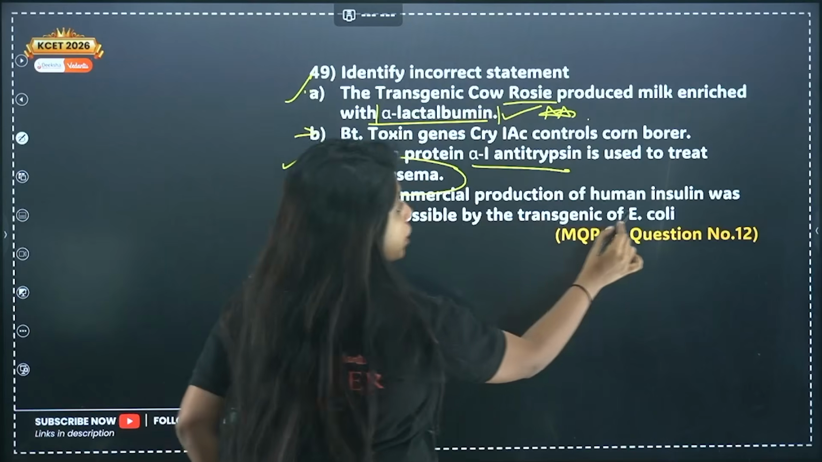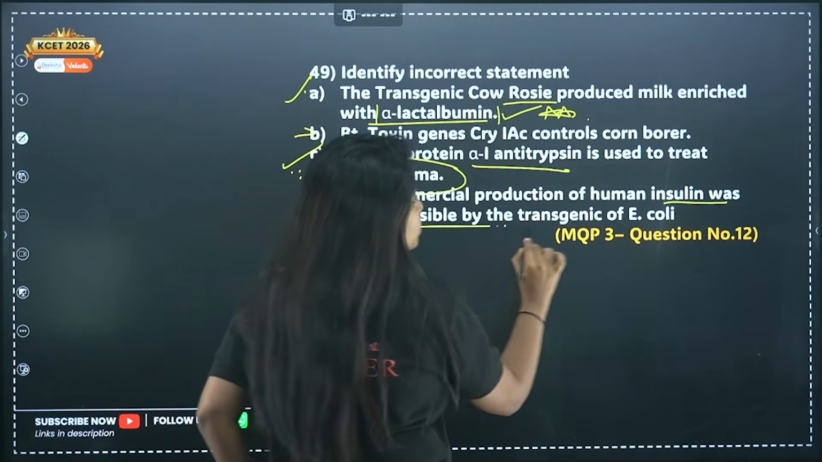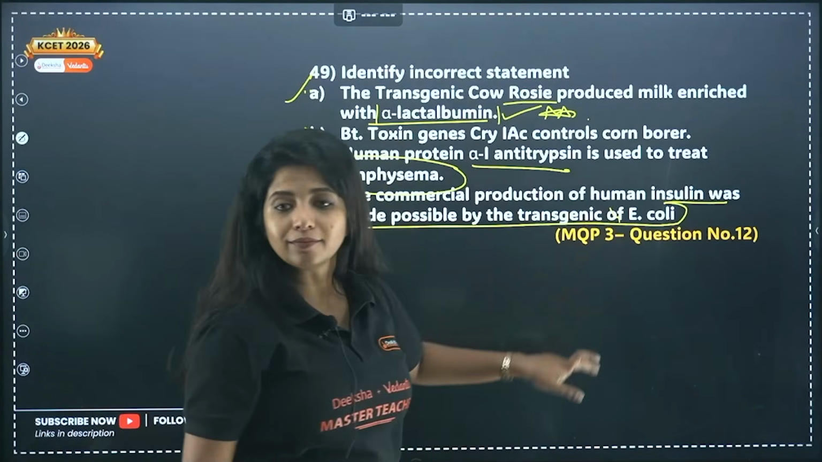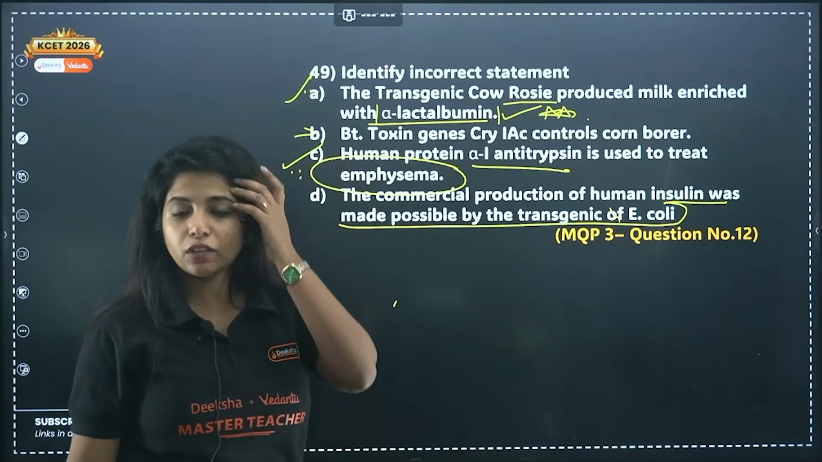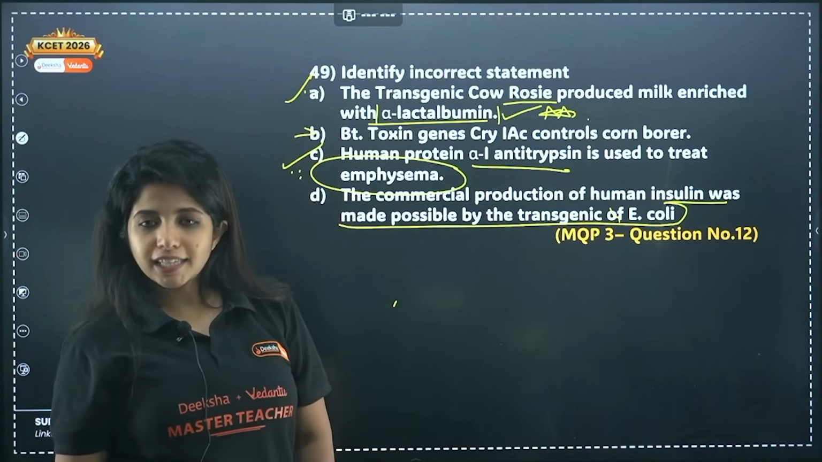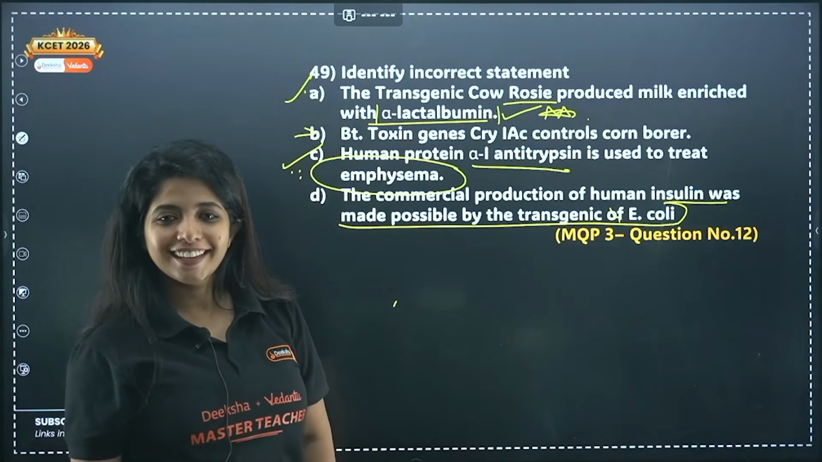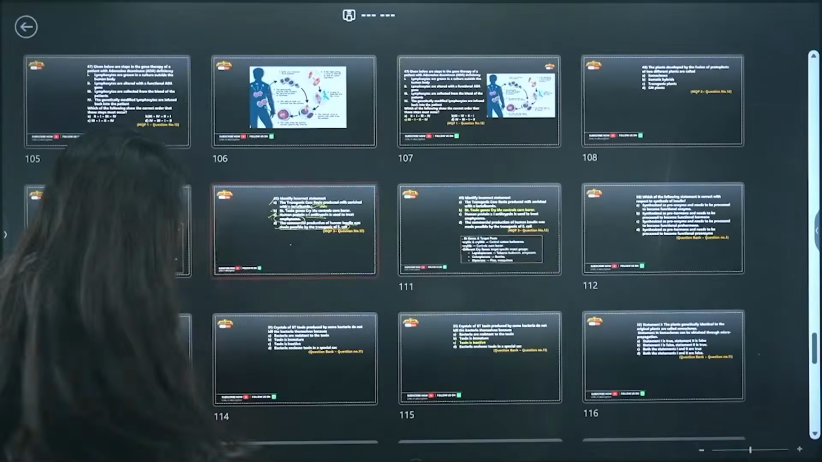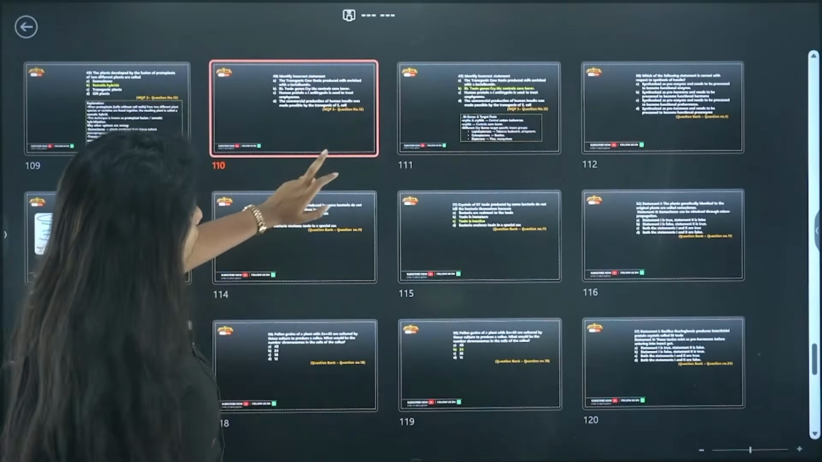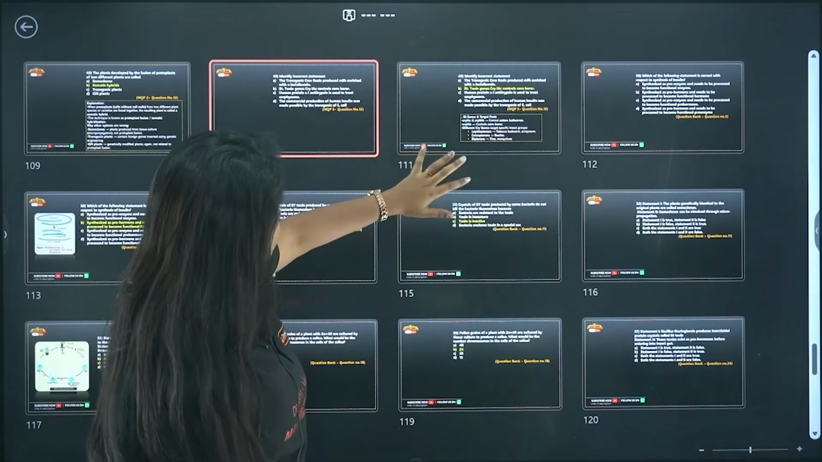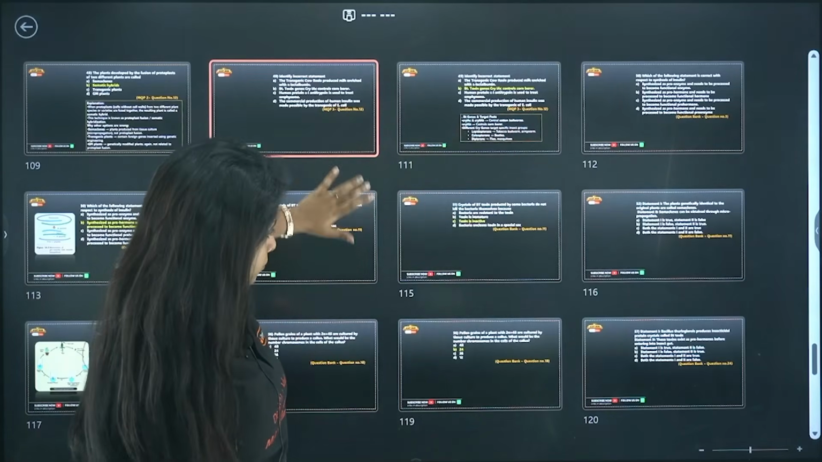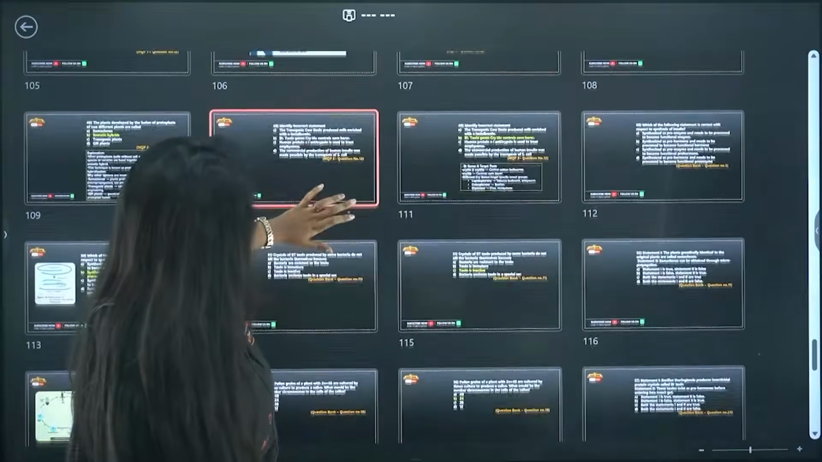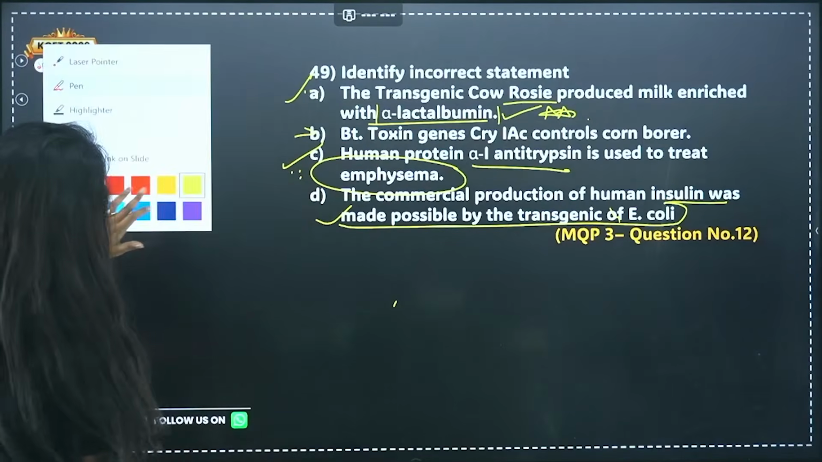Now, the commercial production of human insulin was made possible by transgenic E. coli. Is it? E. coli was helping in the production of human insulin? Yes, it was. I think we have questions related to that. Do we have? Yes, we have. So I would not be discussing that right over here. We will be discussing that later. Okay. So, what are we left with?